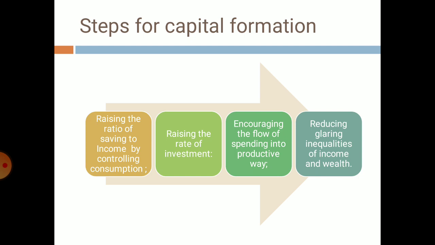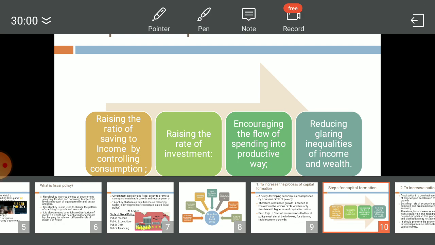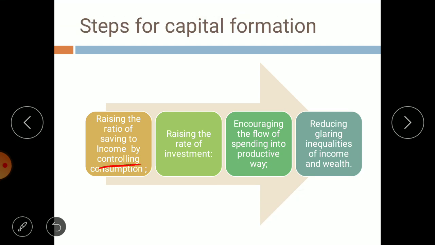Take an example that in 100 rupees, 50 rupees is spent on food, 40 rupees on shelter, and 10 rupees on cloth. As we know, the basic needs of human beings are food, shelter and cloth. So I have divided this 100 rupees into three categories: 50 for food, 40 for shelter and 10 rupees for cloth. Here what is written is that you need to increase saving by controlling consumption.